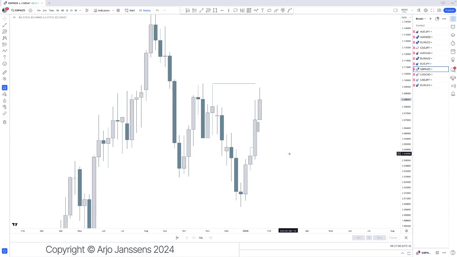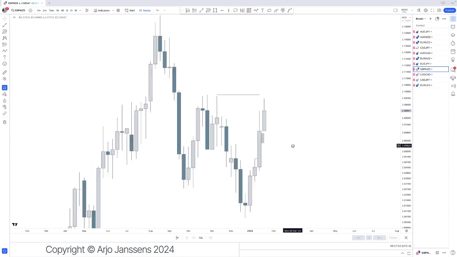4-hour value gap may push higher since we're exactly that. Perfect. US dollar, Canadian dollar.